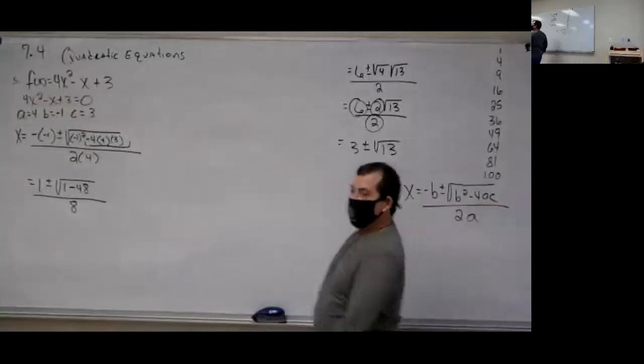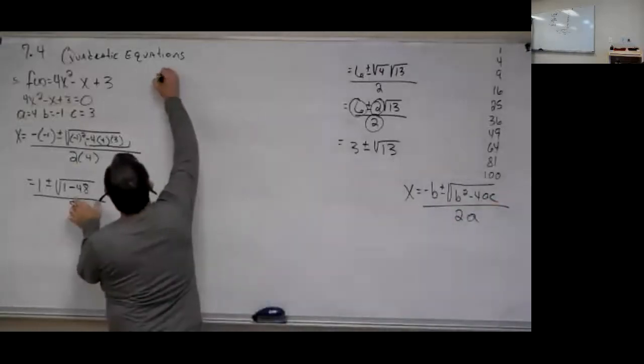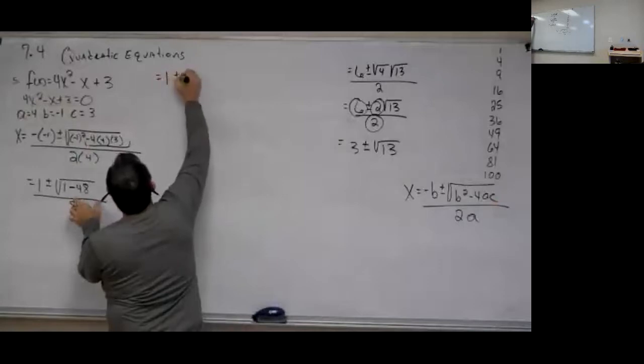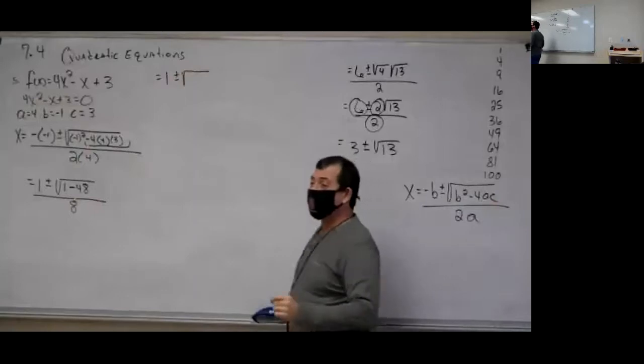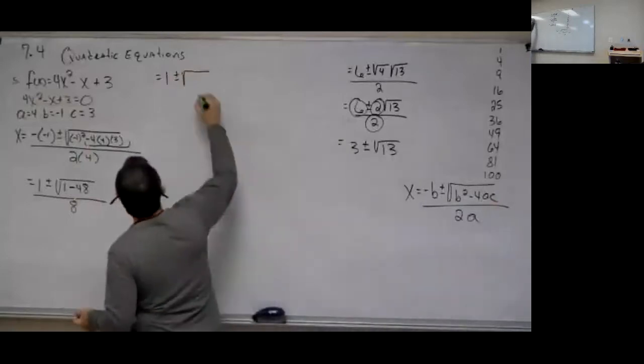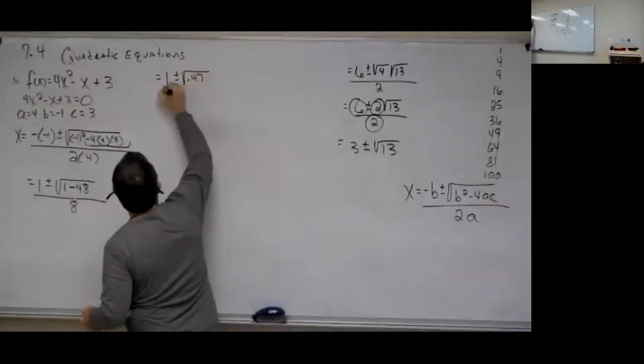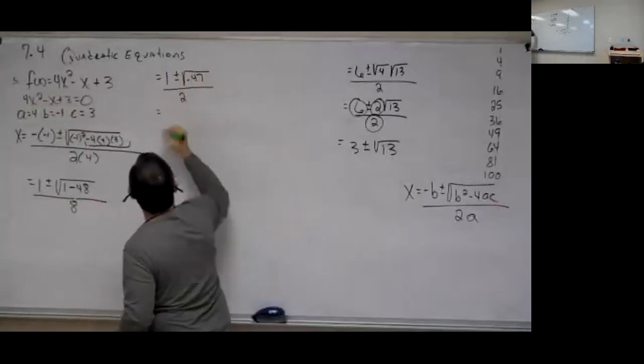All right, so I can still work under here. So here we go. That's going to give me 1 plus or minus the square root of 1 minus 48. That's going to give me a negative 47, all over 2.